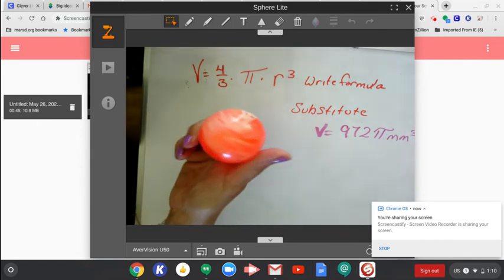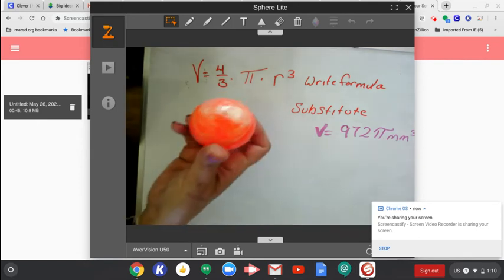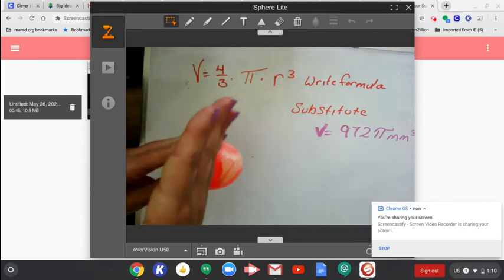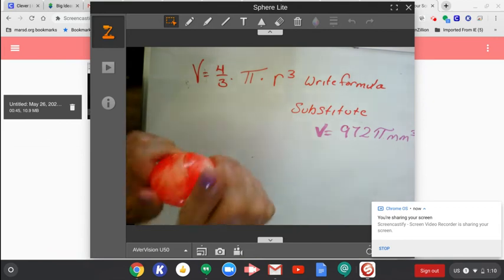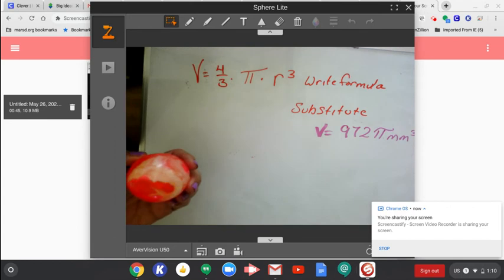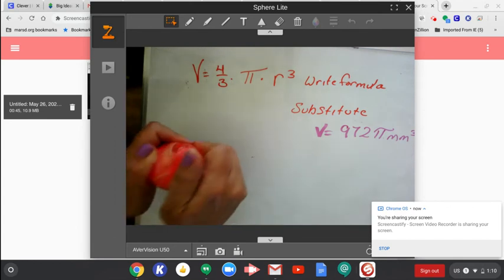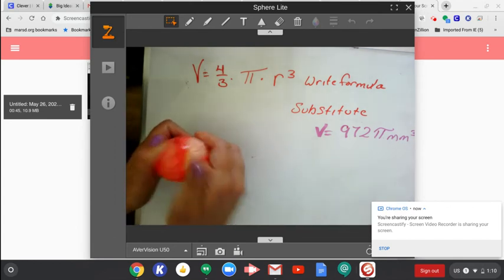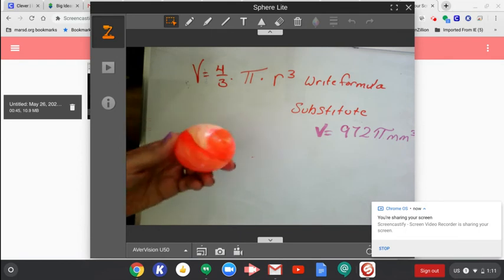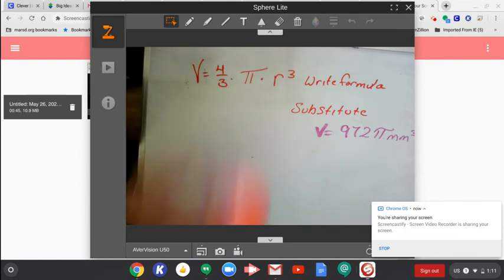Okay, so if I know the volume of this sphere, or how much space is inside of it, and I wanted to find the radius, one of the ways I could do it would be to cut this into 2 hemispheres, open it up, and measure the diameter of the circular base I would create. Then I would take half of that to find the radius. But I don't want to wreck my nice fancy ball here, so I'm going to calculate its radius given its volume.